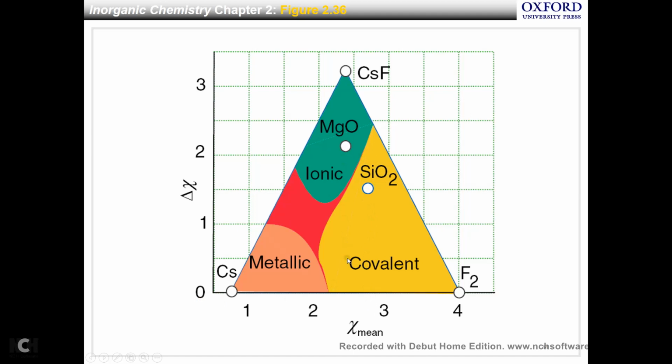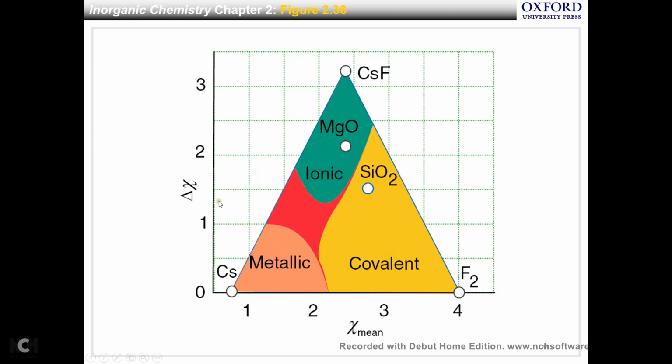The average between magnesium and oxygen is roughly 2.5. I know oxygen is 3.5, and magnesium is 1.5. So the average electronegativity of MgO is 2.5 right here. What's the difference? Well, the difference is 3.5 minus 1.5, that's 2. So roughly 2 here. This is the difference too. Again, this diagram helps you to determine the nature of the bond.